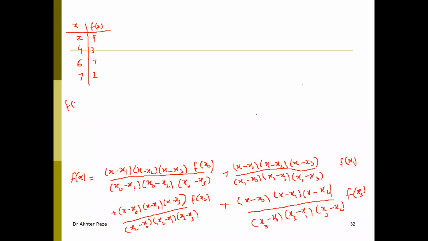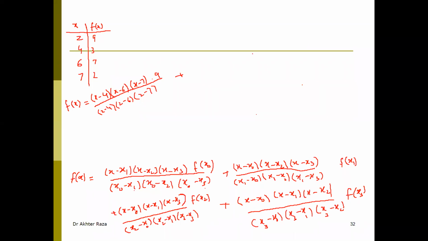What will the values be? f(x) is equal to, we have x minus x1. This is x naught, this is x1. x minus 4, then x minus 6, x minus 7. And f(x naught) is 9. In the denominator we have x naught minus x1. This is x naught, this is x1. So 2 minus 4, 2 minus 6, 2 minus 7. This is the first term. In the second term, what will we have?